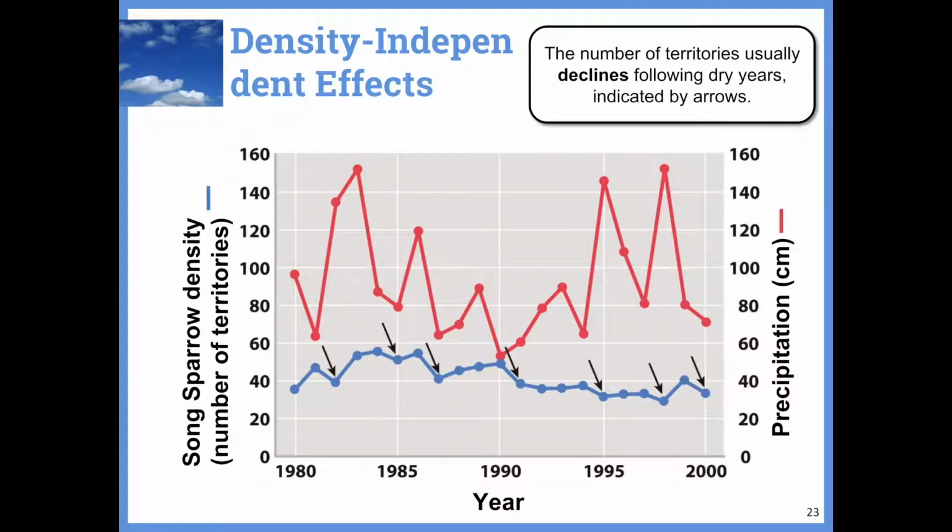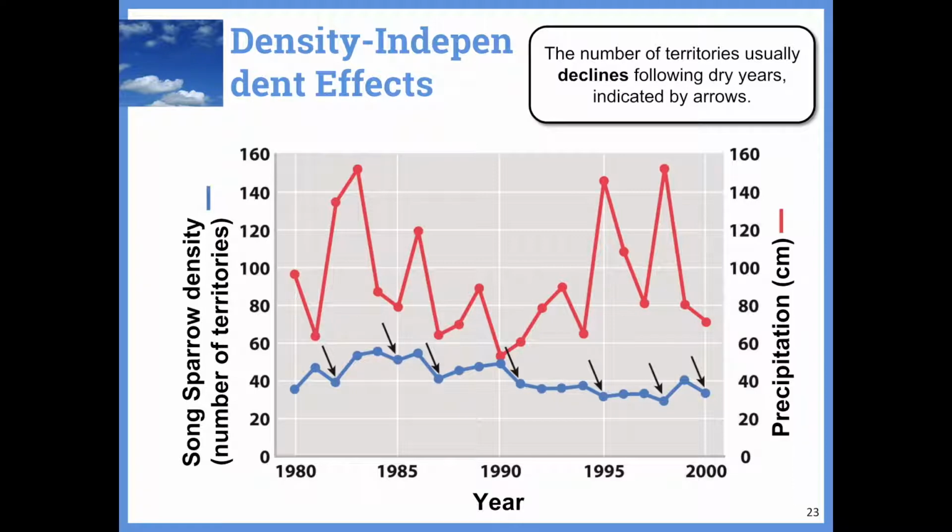Here you can see that the number of territories generally increases for several years until an unusually dry spring occurs. At that point, there's a great decrease in the amount of vegetation available to support the insects on which the sparrows feed. As a result, the number of territories plummets, regardless of territory numbers the previous year. So the number of territories declines following dry years.